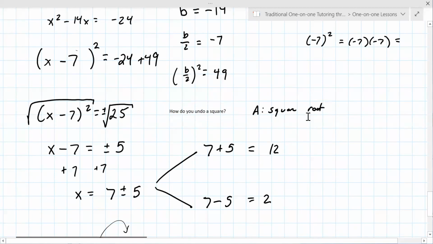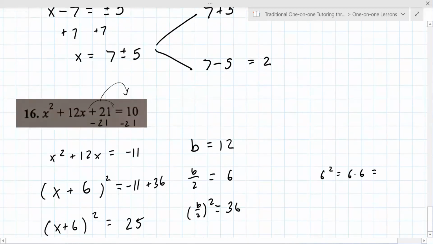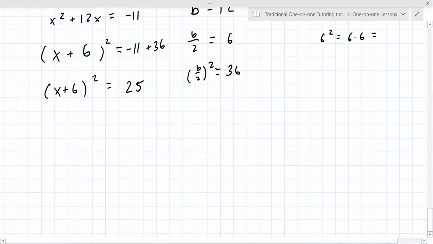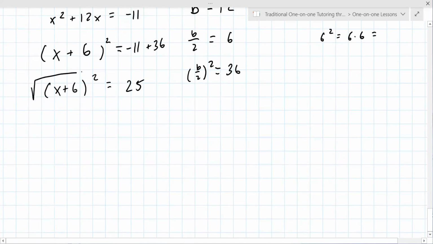How do you undo a square? Square root. And what is this in front of the 5? Plus or minus. Yes. So the same thing has to be true here. You square root both sides, but it's plus or minus 5. Can you solve it from here? Can you give me the two numbers that work?